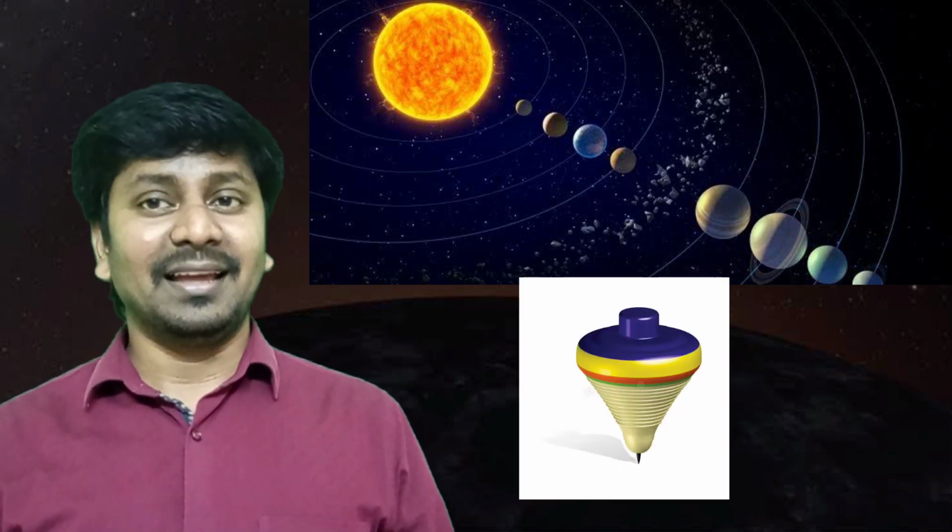Besides revolving around the sun, a planet also rotates on its own axis like a top. The time taken by the planet to complete one rotation is called its period of rotation. Some planets are known to have moons or satellites revolving around them. Any celestial body that revolves around another celestial body is called its satellite.